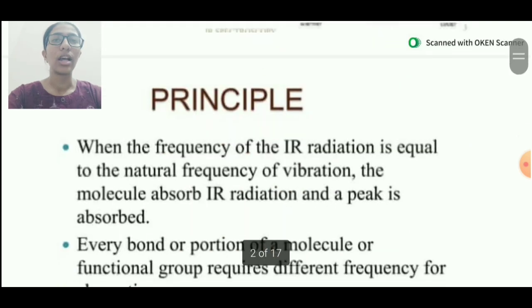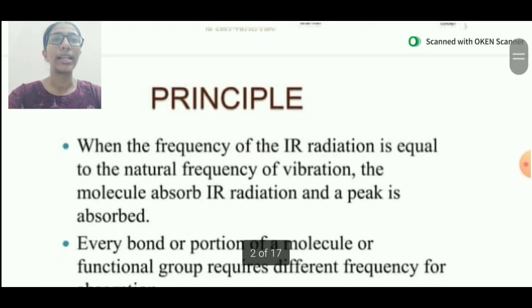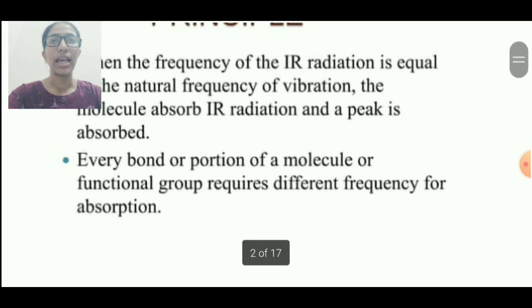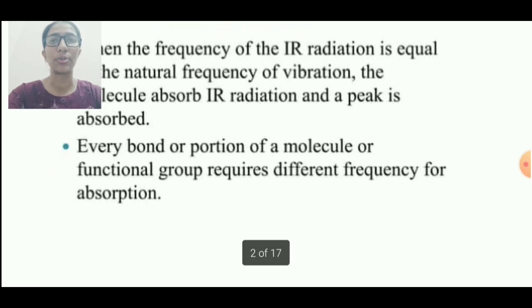Principle. When the frequency of the IR radiation is equal to the normal frequency of vibration, the molecule absorbs IR radiation and a peak of absorption appears. Every bond or portion of a molecule or functional group requires a different frequency for absorption.